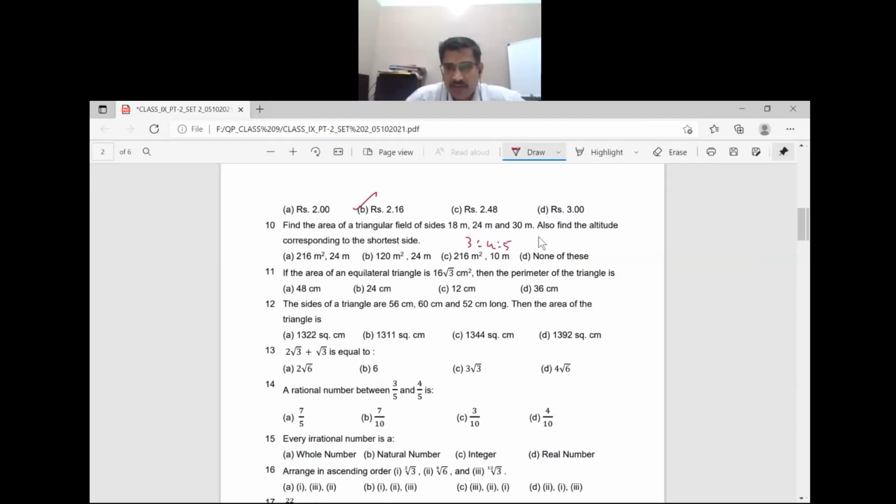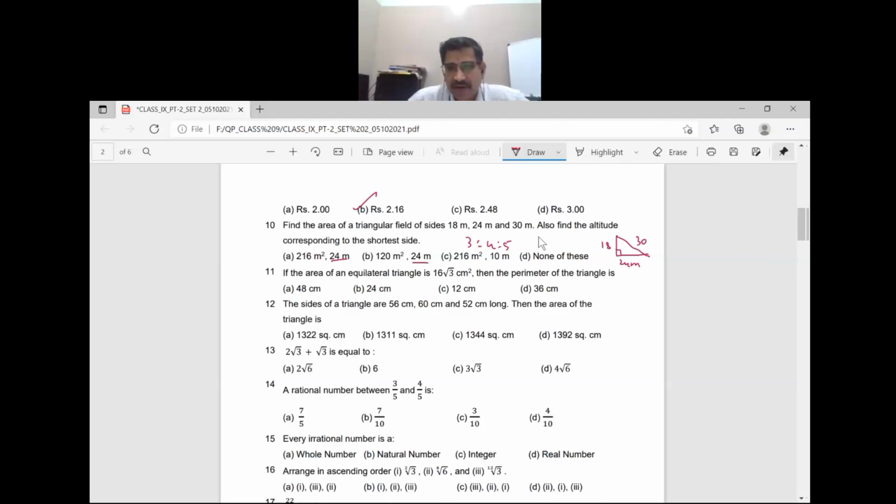3:4:5. So we have a right angle triangle and it's easy to find the area. Area of this triangle, here I have 18, 24, 30. Here is the perpendicular angle, and the shortest side is 18 and its altitude is 24 meter. So 24 meter appears in these two options, so the answer must be A or D.